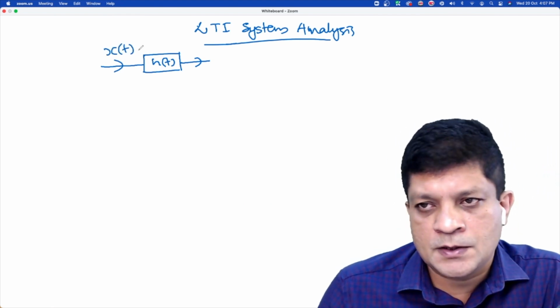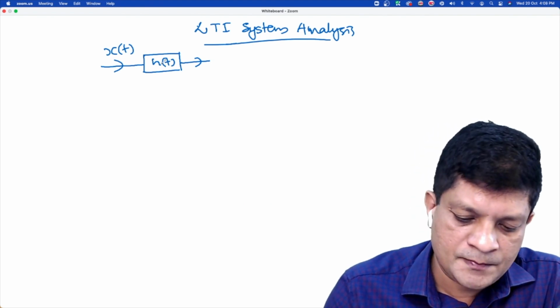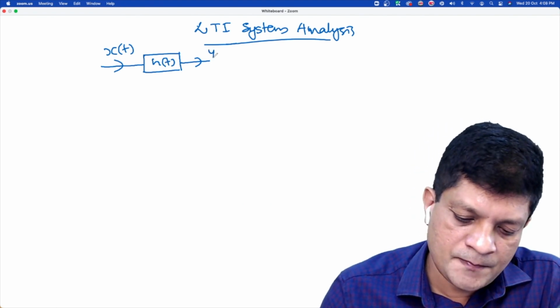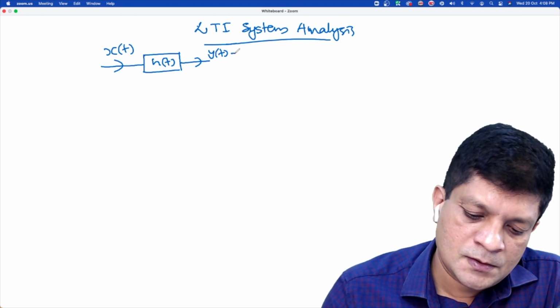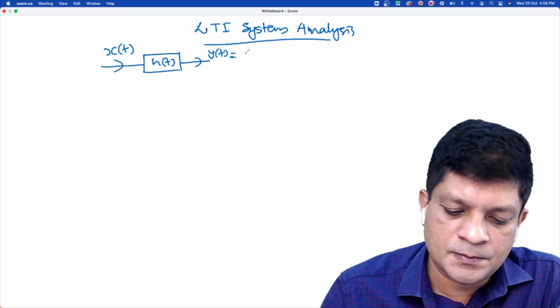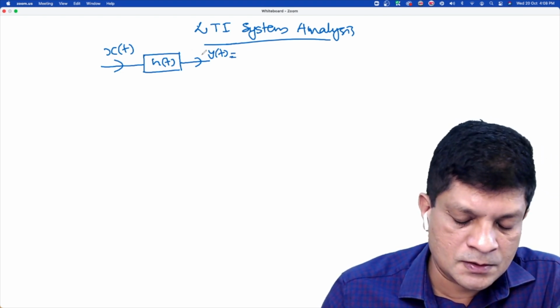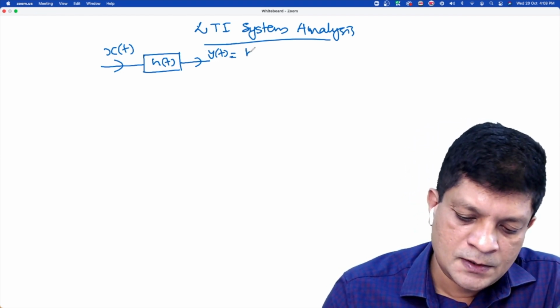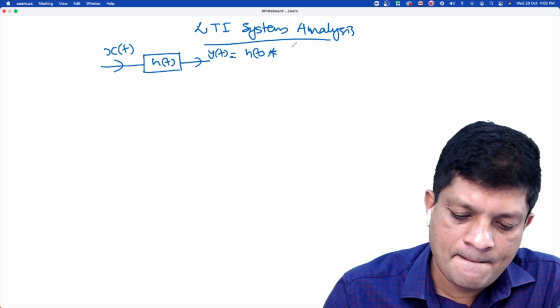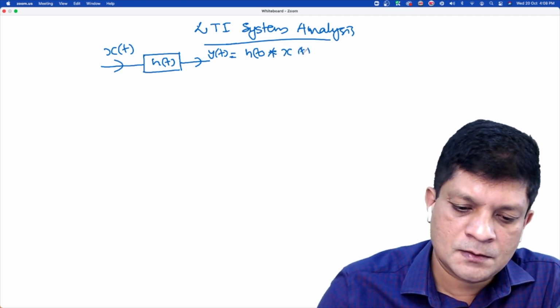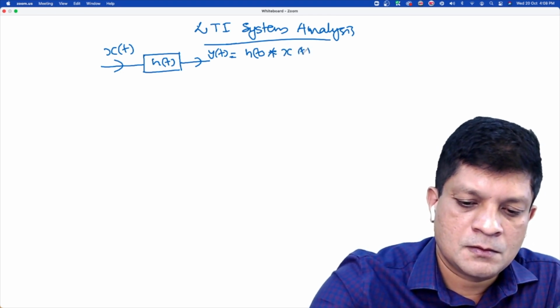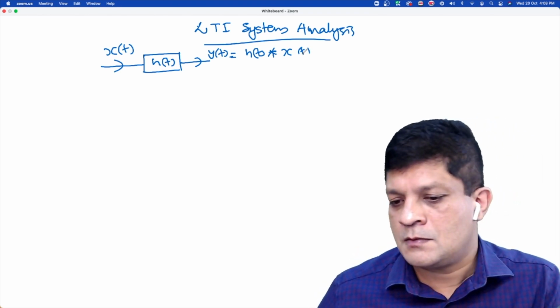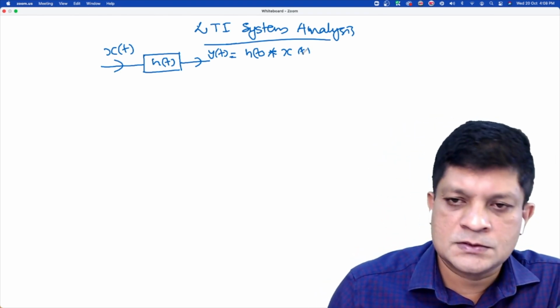Consider a continuous time linear time invariant system. x(t) is the input, y(t) is the output, and we know the relation between the input and output in the time domain. That is, y(t) is h(t) convolution x(t). Okay, this is the relation in the time domain.